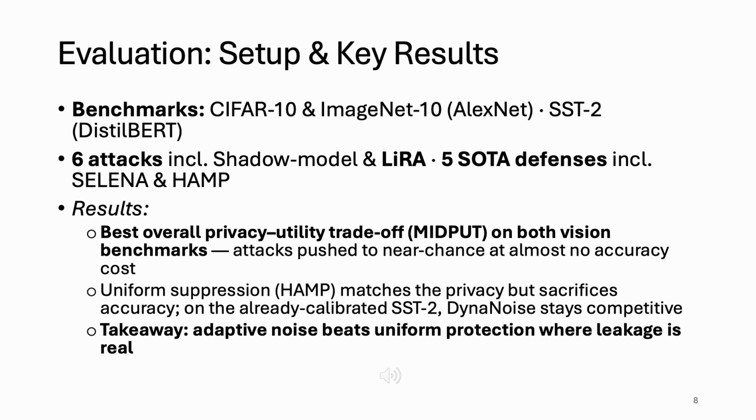The instructive contrast is HAMP. It also drives attacks to chance, but by suppressing confidence uniformly on every query, it pays with up to 14 points of accuracy on vision models. On SST-2, where DistilBERT is already well calibrated and leakage is weak, global smoothing works fine and HAMP edges us out slightly. But DynaNoise remains a close second with essentially zero accuracy loss.